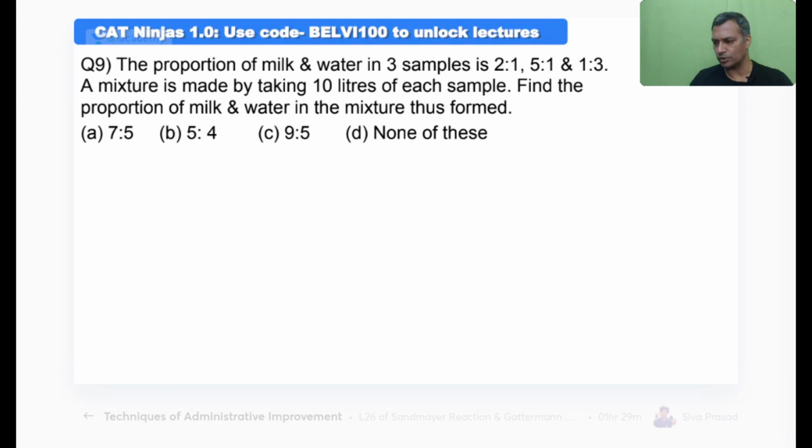Okay. Good. All right, here we go. I got some answers. Nice. The proportion of milk and water in 3 samples is this. So let's say that there is a sample 1, a sample 2, and a sample 3. Right? Yes, there are 3 samples.